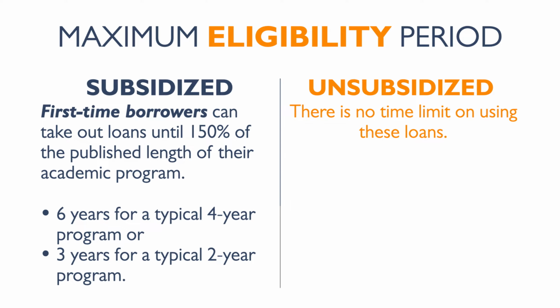Another interesting requirement for first-time borrowers is the maximum eligibility period for subsidized loans, which is typically 150% of the published length of the borrower's education program. For example, if a student is enrolled in a 4-year degree program, the maximum eligibility period for subsidized loans would be 6 years, and a 2-year degree student can receive subsidized loans for up to 3 years. On the other hand, there is no time limit on using and qualifying for the unsubsidized loans.